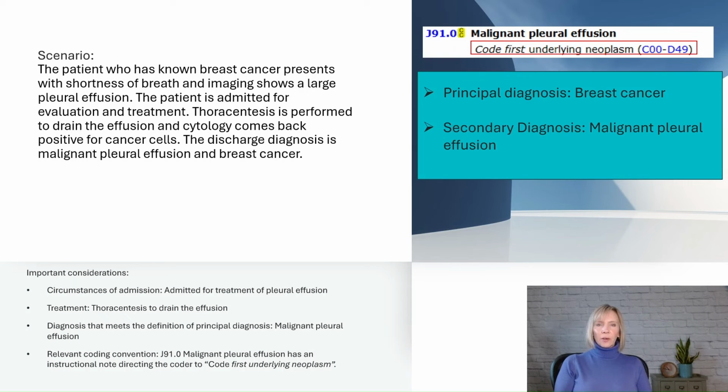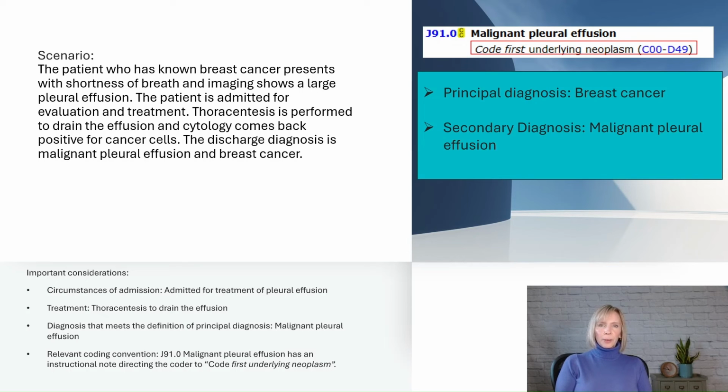In this scenario, the patient who has known breast cancer presents with shortness of breath, and imaging shows a large pleural effusion. The patient is admitted for evaluation and treatment of the effusion. Thoracentesis is performed to drain the effusion, and cytology comes back positive for cancer cells. The discharge diagnosis is malignant pleural effusion and breast cancer.